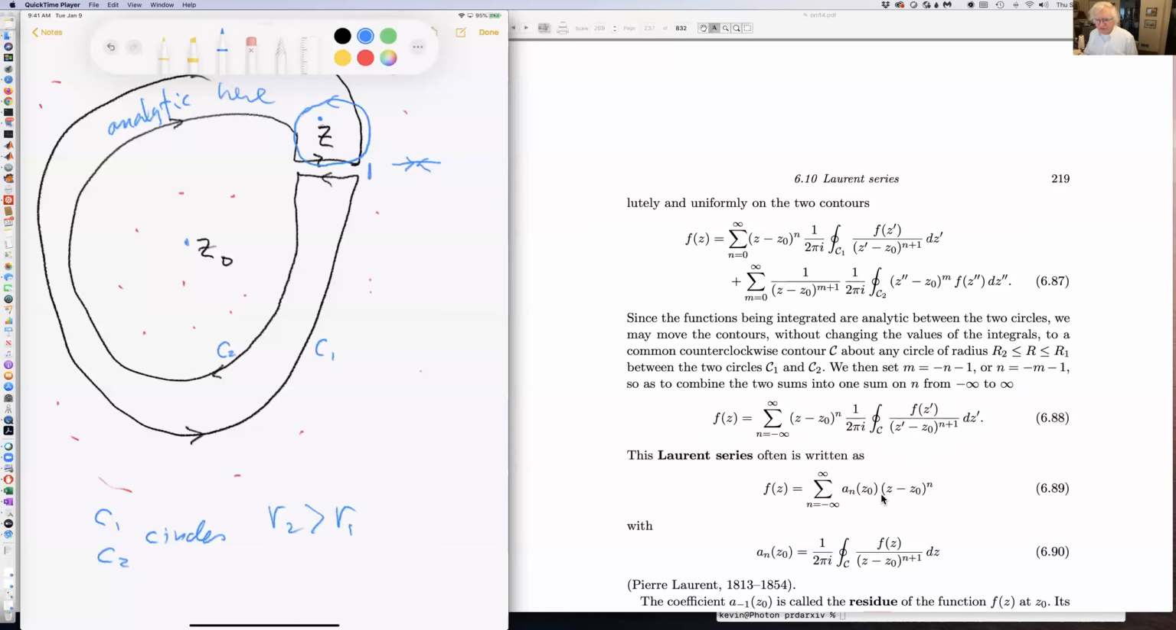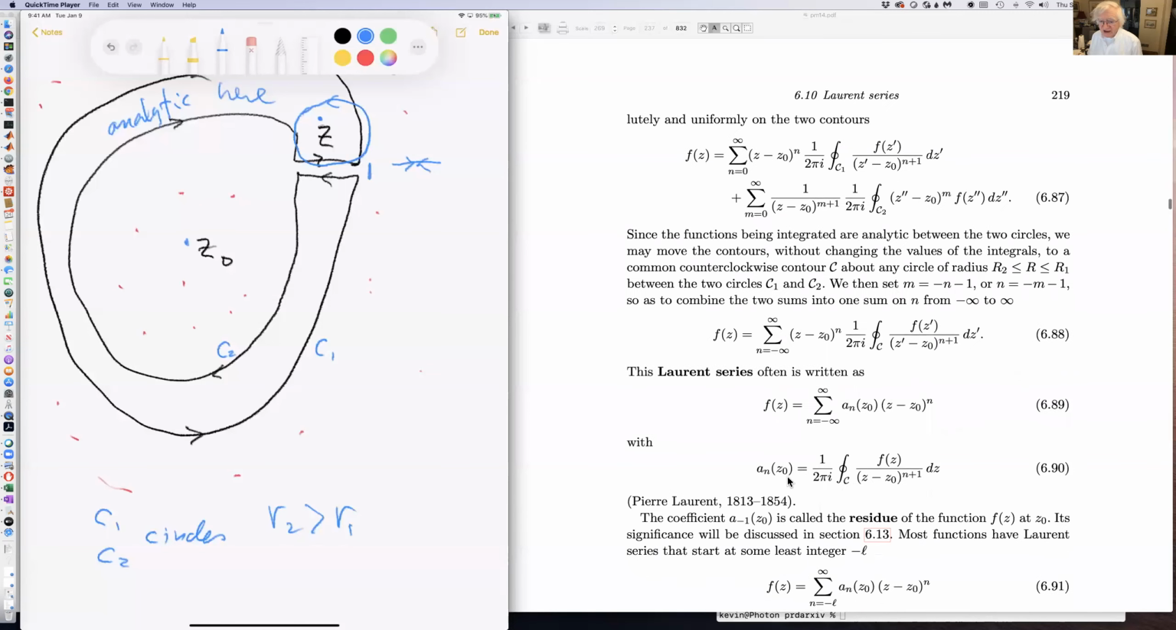And people often write it in a much simpler way, they just say (z - z0)^n times some coefficient a_n of z0. And then a_n of z0 is 1 over 2 pi i, an integral counterclockwise around z0, of f(z) over (z - z0) to the n plus 1 dz. Okay.